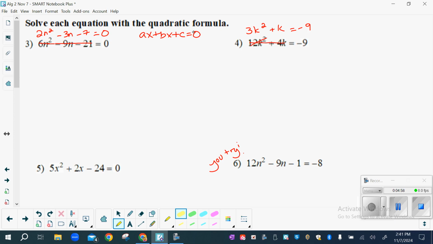So what are my a and my b and my c? My a is the coefficient in front of the n squared, which is 2. What is b? -3. And what is c?